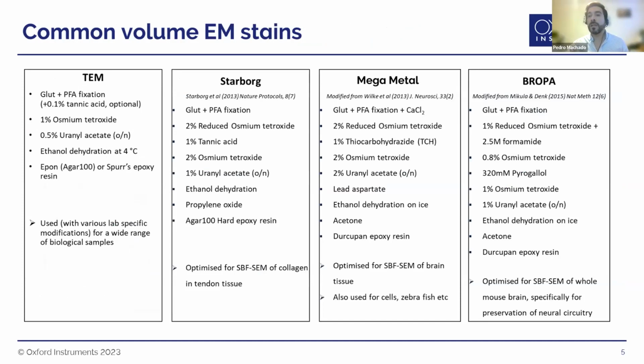For the start of our study, we decided to use some common EM stains. I'm not going to go into too much detail here. I'm happy if you contact me later to discuss that, but just so you have an overview, we've got a standard EM prep. Then we went for some different volume EM preps: Starborg, Megametal, and Bropa. They all have some variations in the amount of stains and also in the type of stains used, but most importantly, in the concentration of the stains used.